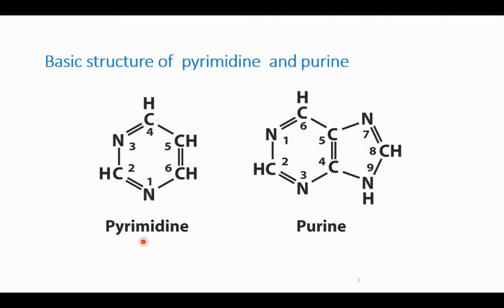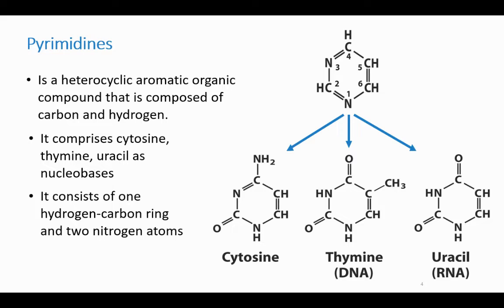So you have the pyrimidine and the purine. Let's concentrate first on pyrimidine. Your pyrimidine is a heterocyclic aromatic organic compound. The reason why it's heterocyclic, if you look at the structure here, is that one of the components has nitrogen, two nitrogens inside its cyclic structure. Pag sinabi kasi natin homocyclic, it only contains carbon. Now, it actually forms your cytosine, thymine, and uracil.